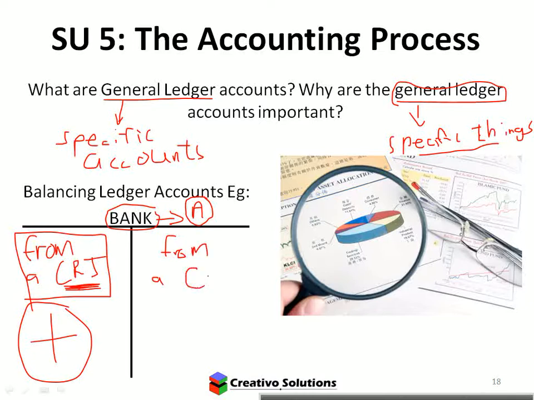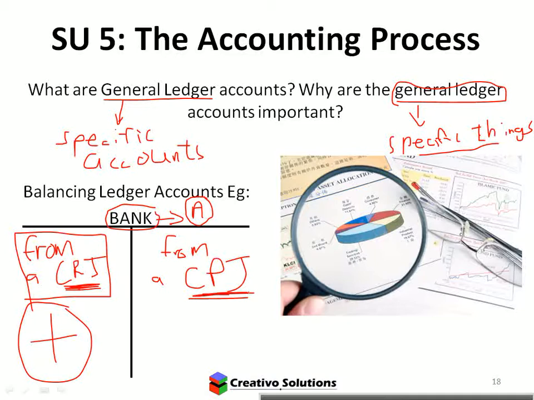From a cash payments journal, CPJ, cash payments referring to an outflow of money. If I buy furniture and I pay cash, will that affect the bank? Of course it will. If I buy stationery for the office, will that affect the bank? Of course, if I pay cash. If I pay for the water and electricity, will that affect the bank? Yes, if I pay cash. It doesn't matter what I buy. It can be an asset. If I pay the creditor, will that affect the bank? Yes, because you pay them cash.